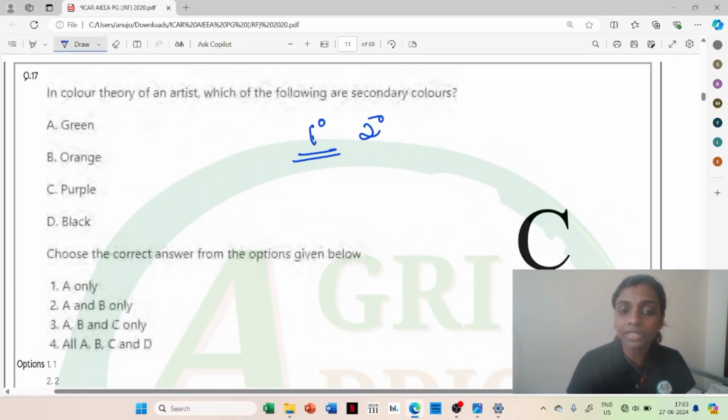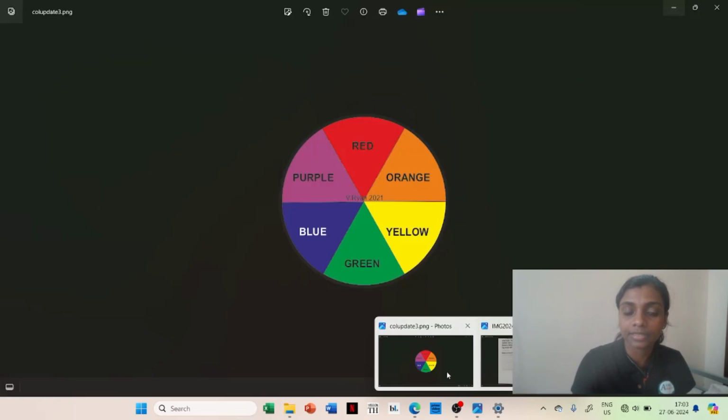Primary colors are the ones which you cannot make by mixing two or more colors. And secondary colors are the ones which are made by mixing two primary colors. Okay, so I will show a color diagram, the color wheel, this one.